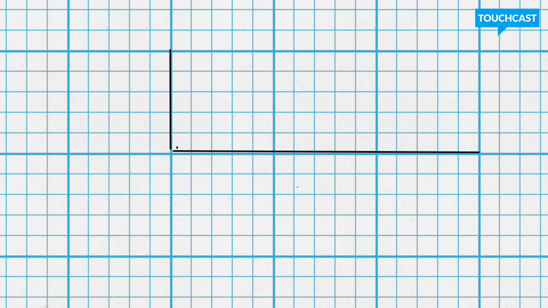Just like every good graph, we need to start with a title. We were talking about how long a book was that a classmate read over the summer. So let's call this lengths of books read. We'll still call the vertical axis the frequency.